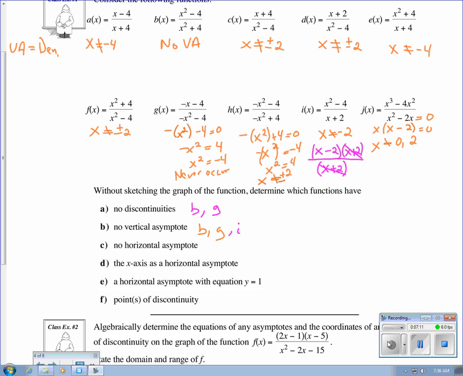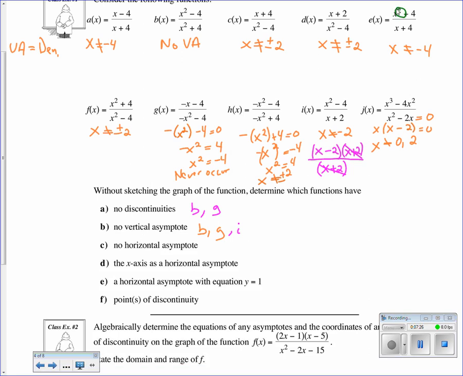Think about when that occurs. Horizontal asymptotes occur when the numerator has a higher degree than the denominator. Where does the numerator have a higher degree than the denominator? So the numerator in E has a higher degree, the numerator in J has a higher degree, and the numerator in I has a higher degree. So they have no horizontal asymptotes.